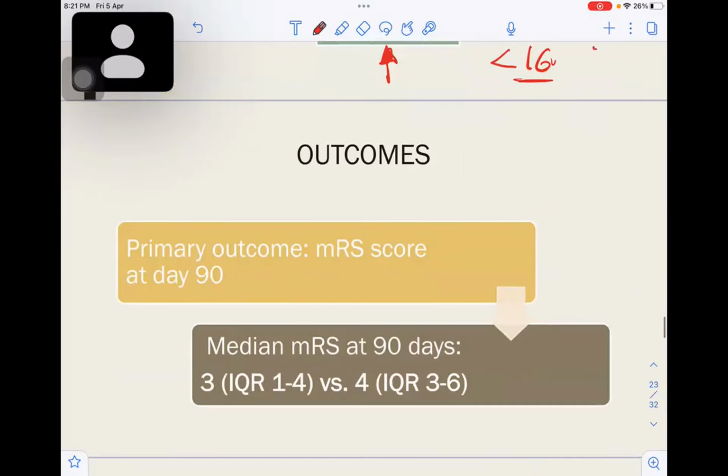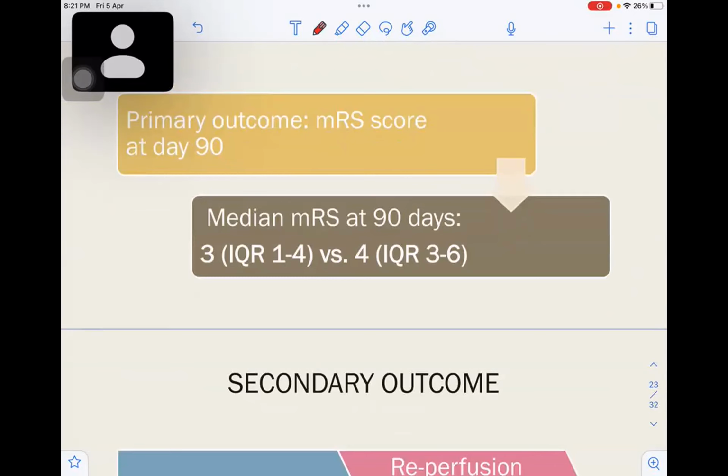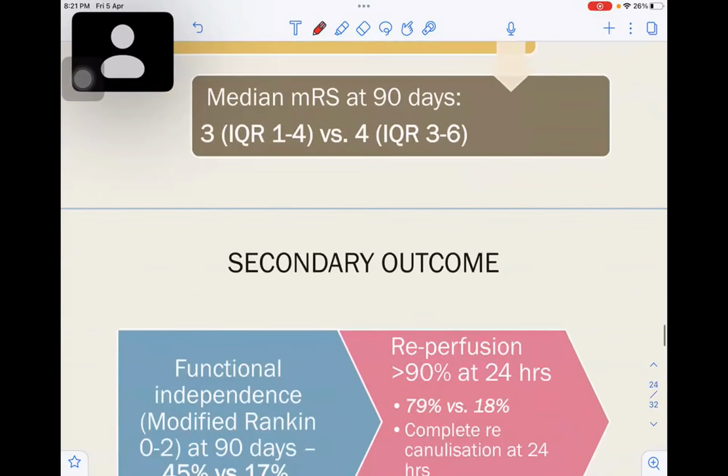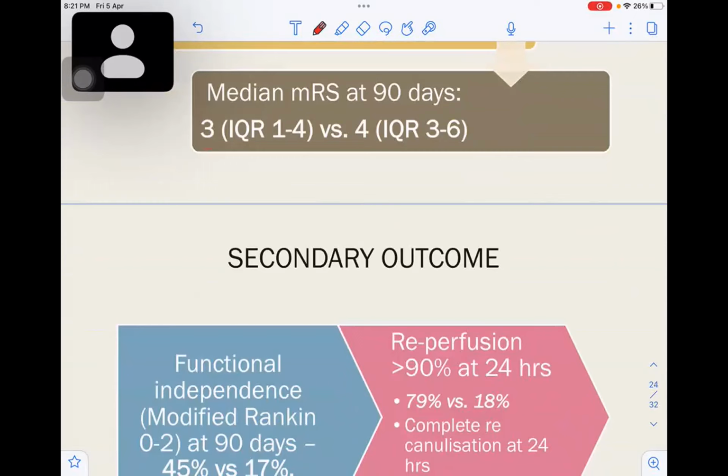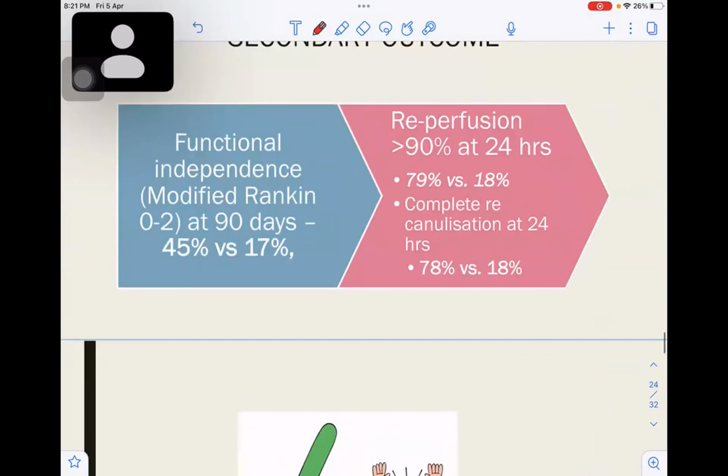The outcome was once again based on the modified Rankin score, and that was done at 90 days. And they found that the median mRS was 3 in the interventional arm compared to 4 in the control arm. The secondary outcomes were that functional independence at 90 days was about 45%, which was significantly higher in the interventional arm, and reperfusion of more than 90% at 24 hours was about 79% in the interventional arm.